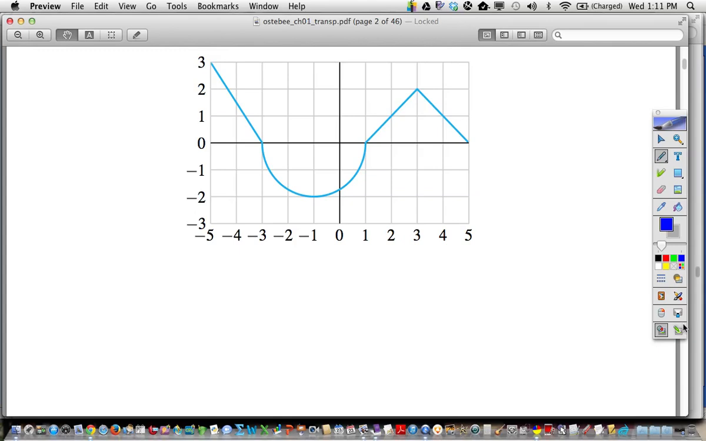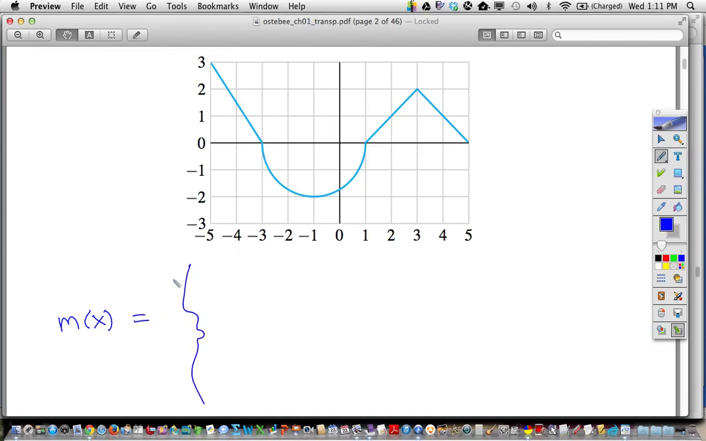Now they've already got the answer down at the bottom, but we'll pretend we didn't see that. So they call this function m. The way you write a piecewise function is you put a curly bracket. It's called a piecewise function because it's in pieces. This graph has 4 pieces. It's got a piece of a line, a half circle, another piece of a line, and another piece of a line. So all we have to do is write the equation of the different pieces.